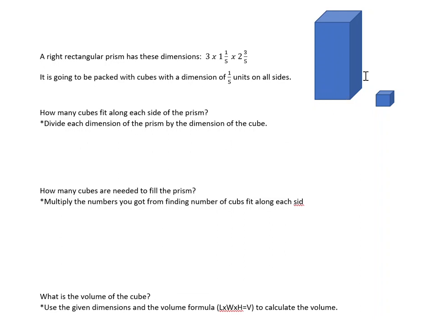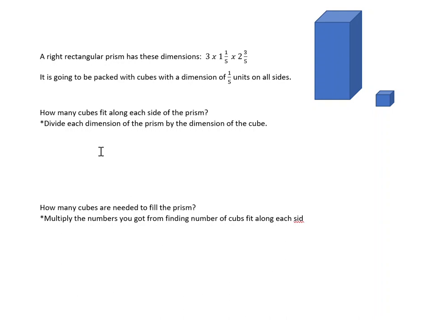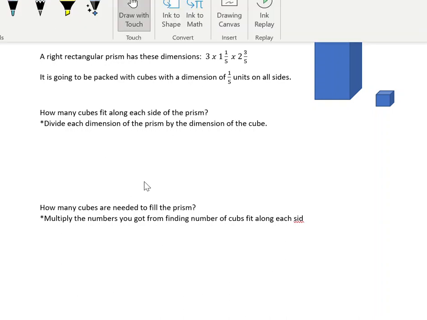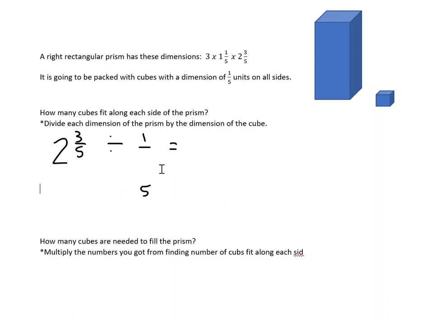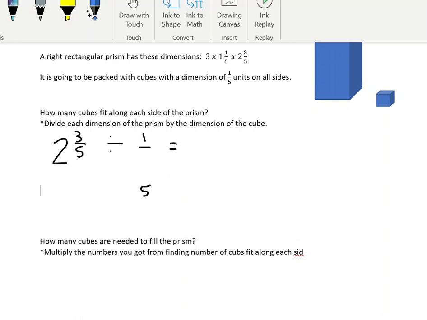And then ultimately that will lead us to be able to answer the question, how many cubes are needed to fill the prism? So let's look at how we divide. If I'm going to take 2 3/5 and divide it by 1/5, I would want to show my work where I start with my problem and then I convert both of them to an improper fraction.